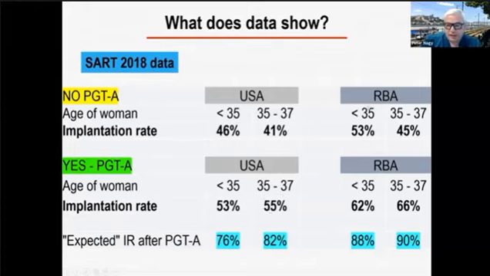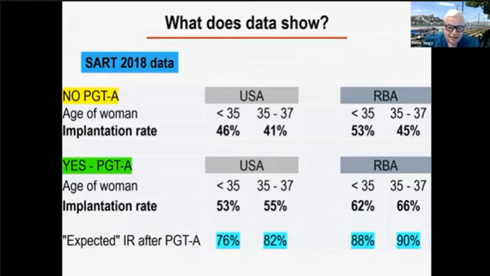Here at RBA, we looked at the same data, and we have seen that, in the youngest age group, less than 35, we had 53% implantation rate without embryo biopsy PGTA. That increased to 62% after biopsy and PGTA. Now, we can see that, yes, there is some improvement after biopsy and PGTA, but I think most of us would question, is this sufficient improvement? Is this what we expect?